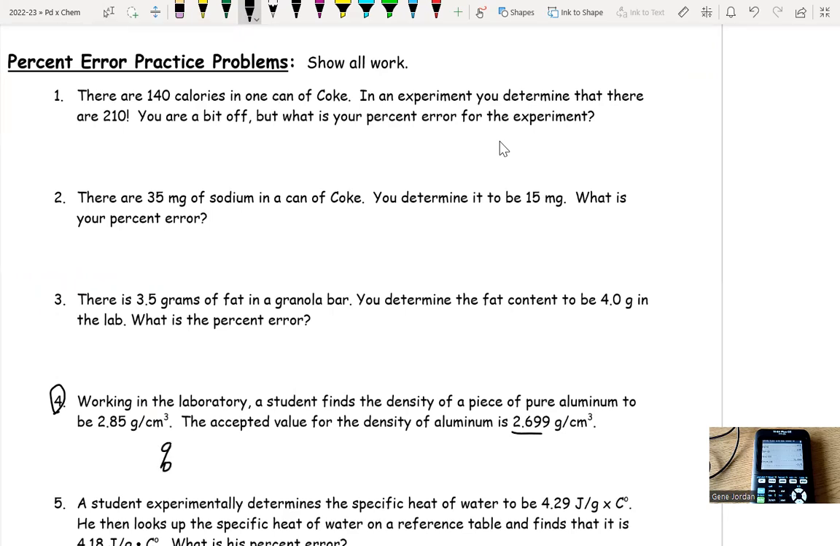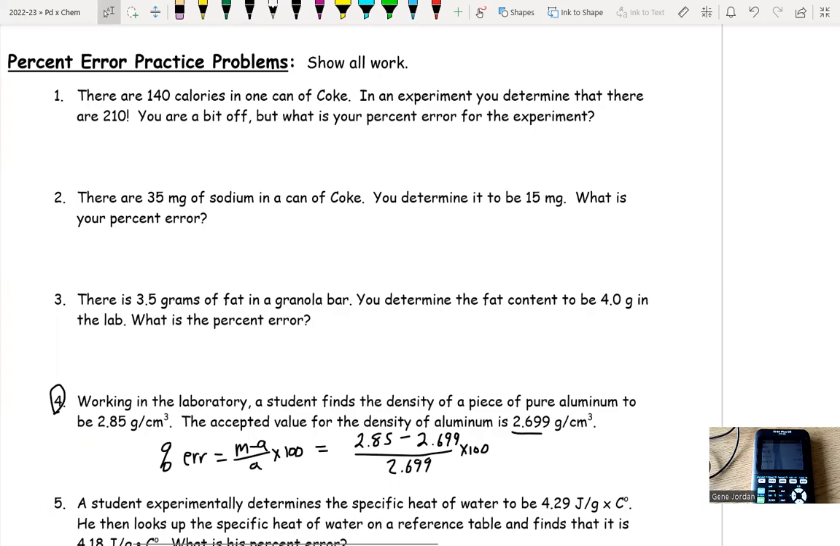So you say percent error equals measured minus accepted over accepted times 100. In this case, the density of aluminum foil came out to 2.85 in their experiment. That's what they measured. But we know from the handbook that the density is supposed to be 2.699. So we divide that by the actual accepted value and then multiply by 100.